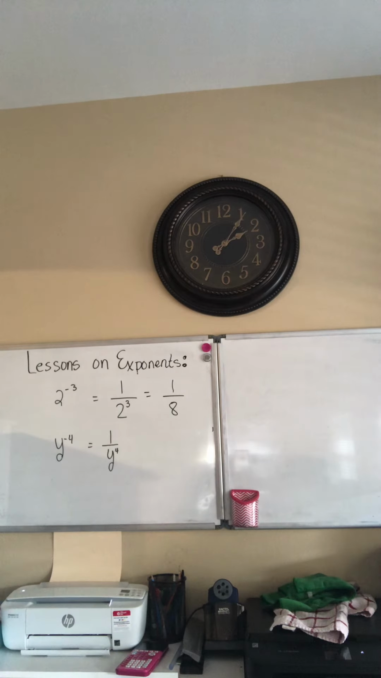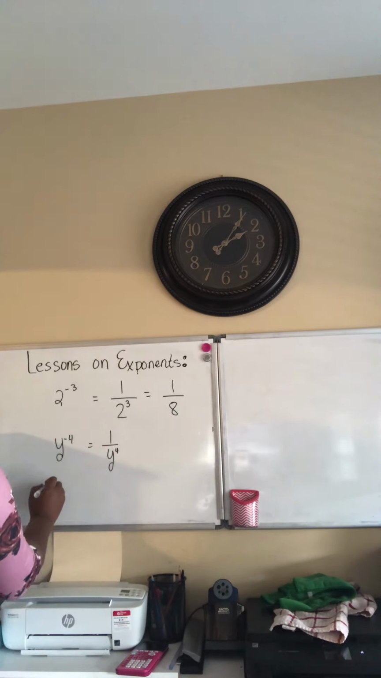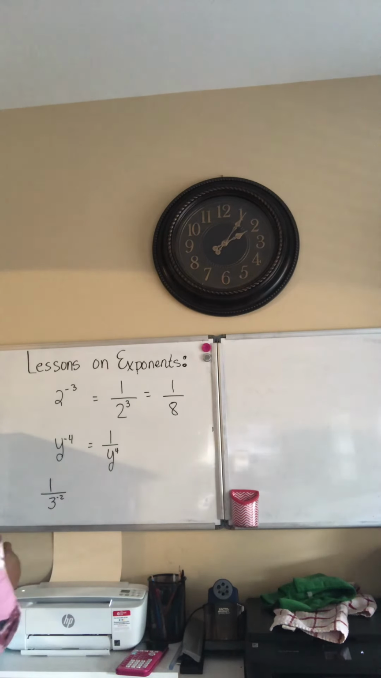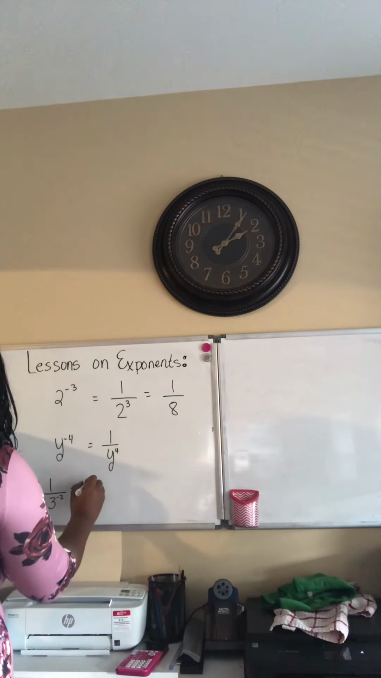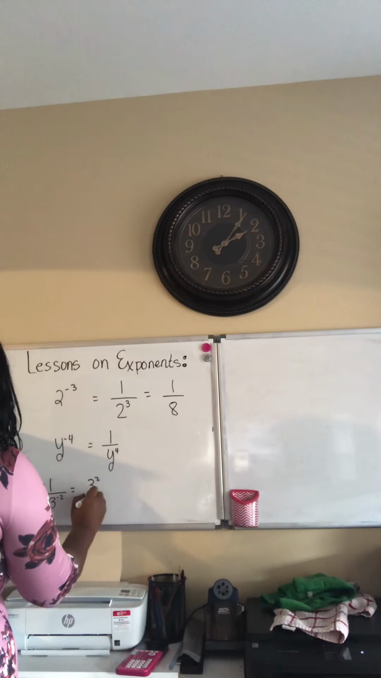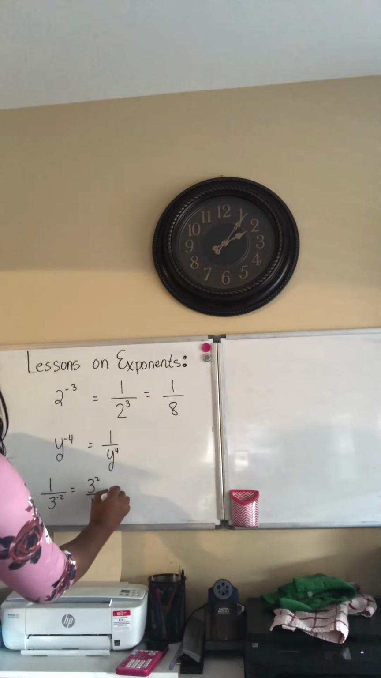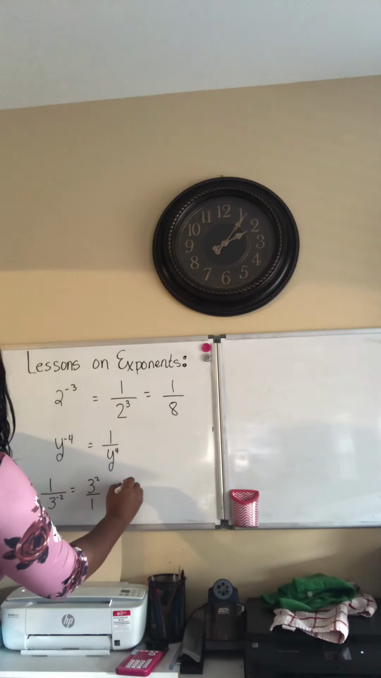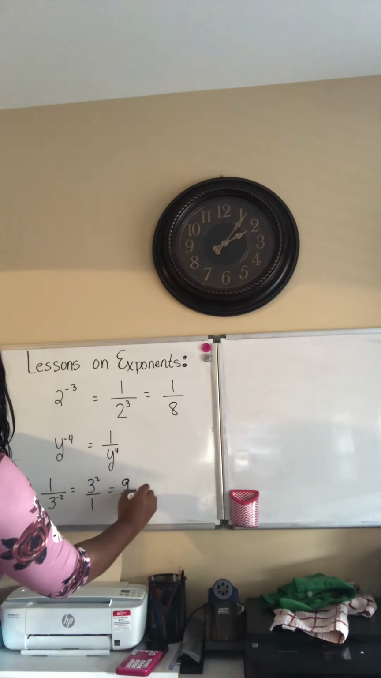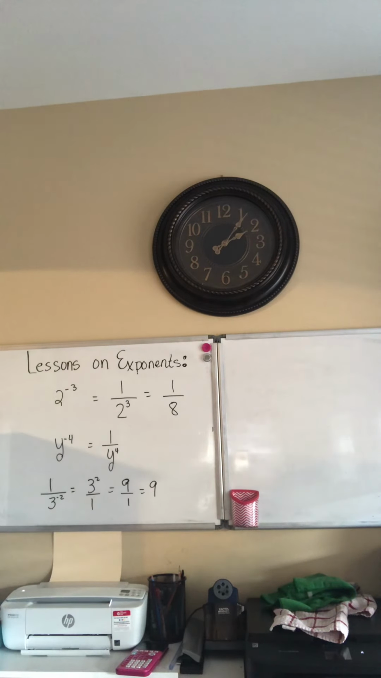Okay? Now, let's look at one other concept here. Let's say we had 1 over 3 raised to the negative 2 power. Now, if it starts with the 1 on top, we do the reciprocal. So this is the same as saying 3 squared over 1. We flip it over. Reciprocal means to flip a fraction over. So we flip it over, and now we have 3 squared on top, which is 9 divided by 1, which turns out to be just plain 9.